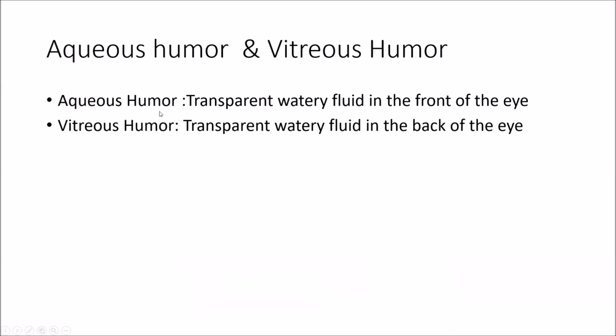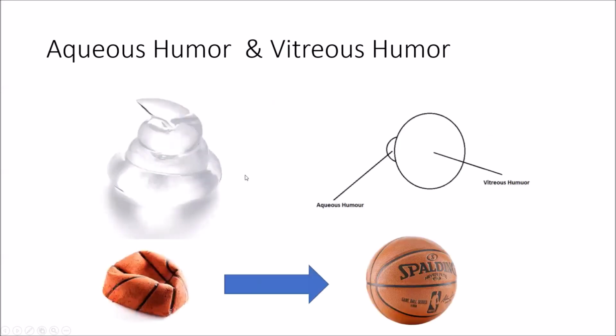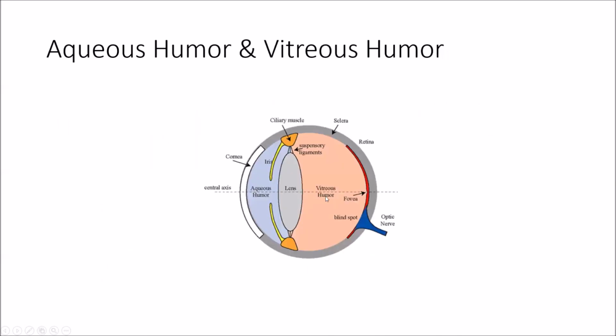Okay, so it's a transparent, watery fluid in the front of the eye. That's what the aqueous humor is. The vitreous humor, it's the same thing. Transparent, watery fluid, but this time it's in the back of the eye. So the only difference between these two things is where they're found. Aqueous humor found at the front. Vitreous humor found at the back.